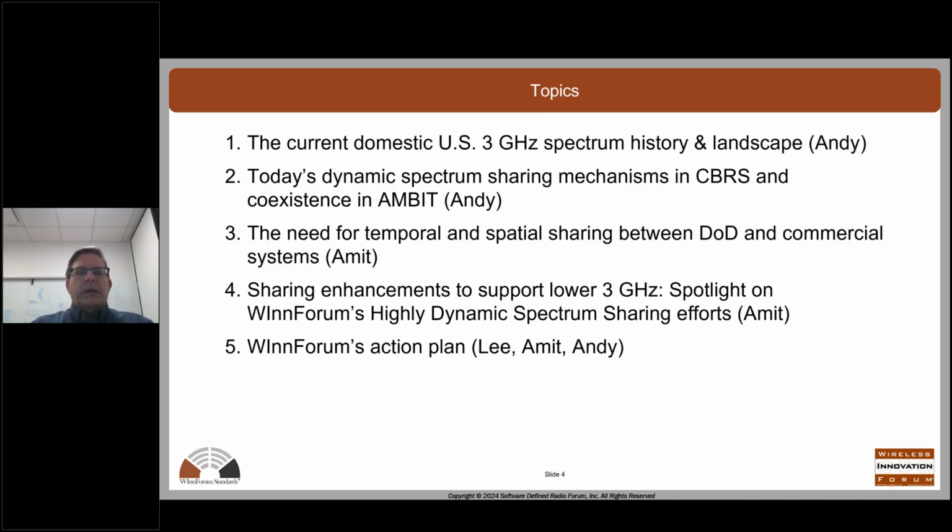And then I'll hand it over to Amit. He's going to talk about why we need more dynamic temporal and spatial sharing between DoD and commercial systems because of the nature of the lower 3 gigahertz. And he'll talk a little bit about some of the enhancements to the way we're sharing now that could help support a much more dynamic environment in the lower 3 gigahertz band.